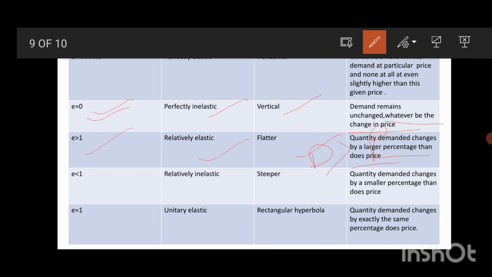So next one is elasticity of demand less than 1, relatively inelastic. In that situation, elasticity will be less than 1 and here the demand curve will be the steeper one. Quantity demanded changes by a smaller percentage than the price. So elasticity of demand is equal to 1 in case of unitary elastic demand. Here the demand curve will be a rectangular hyperbola. Quantity demanded changes by exactly the same percentage as the price.